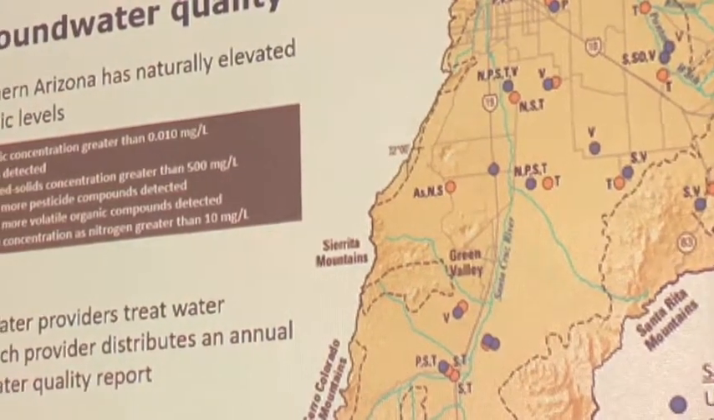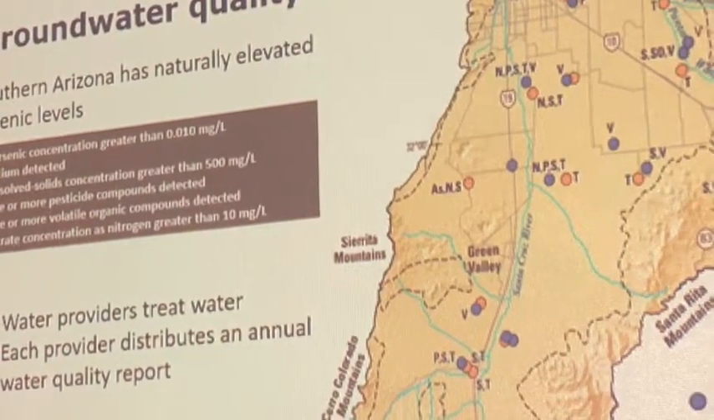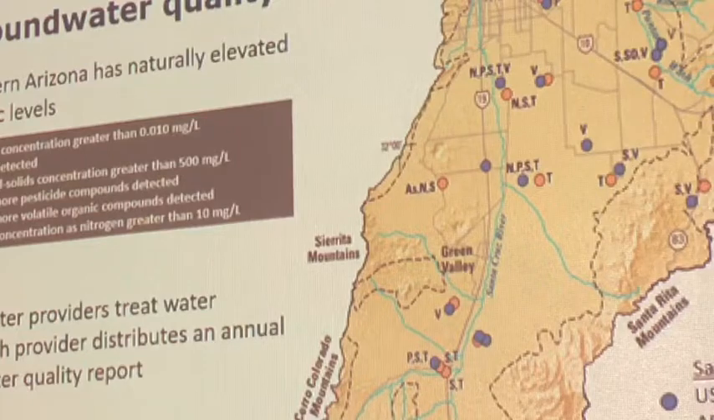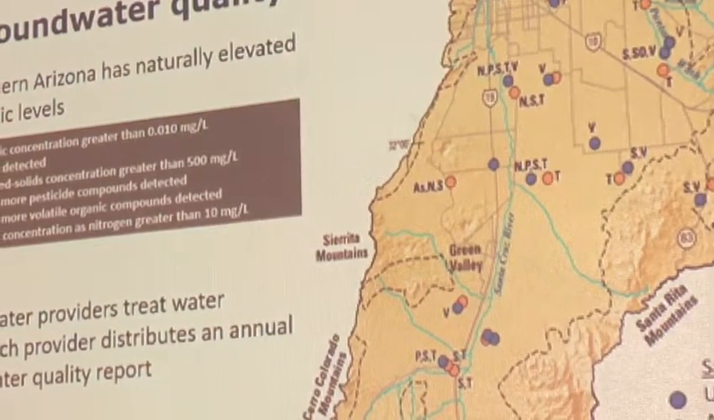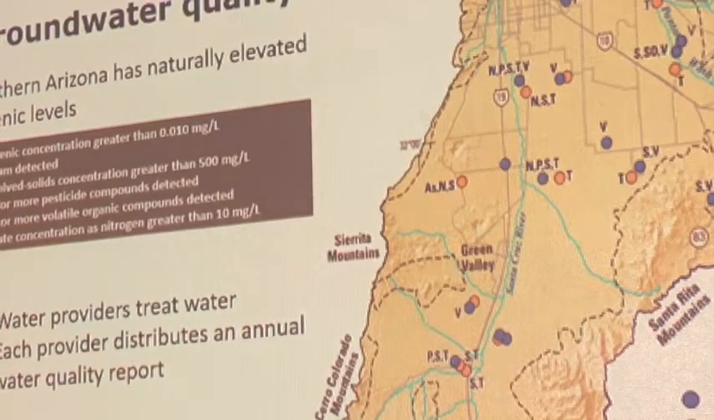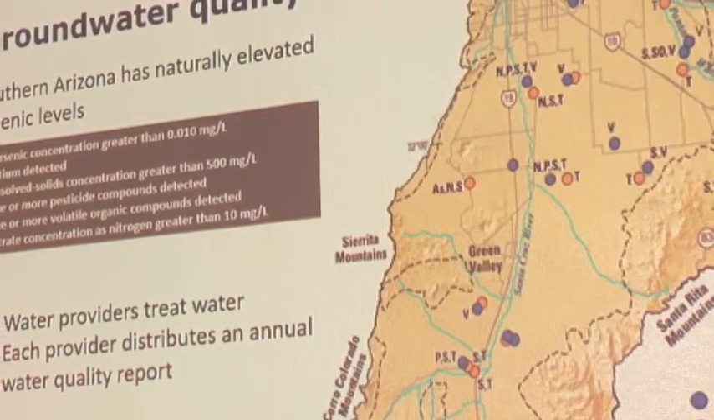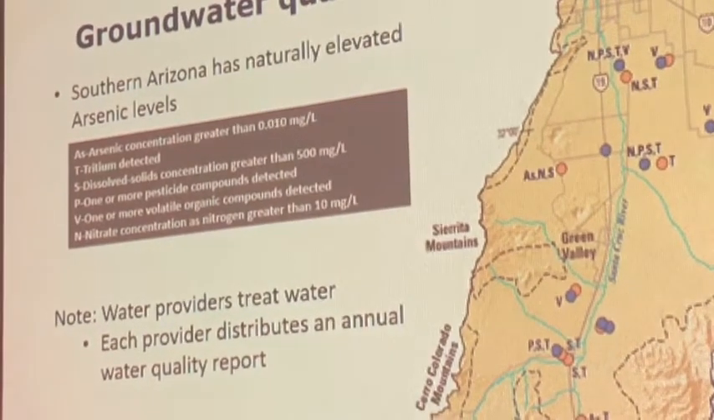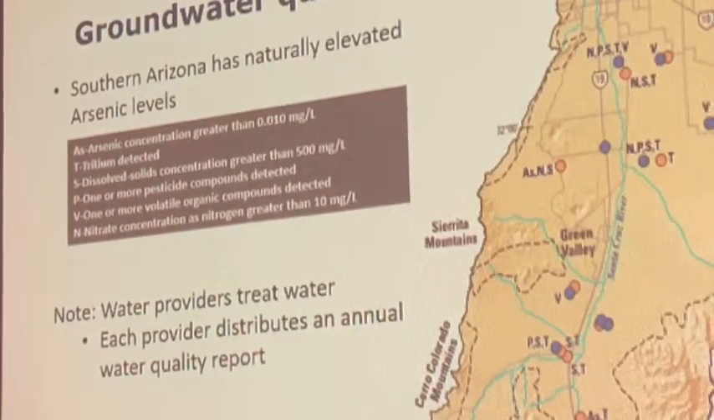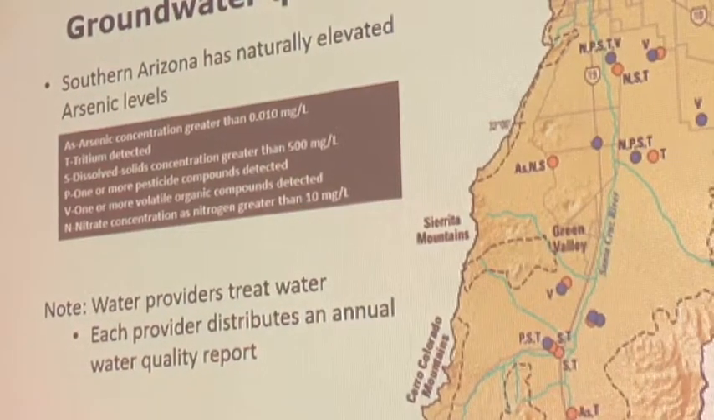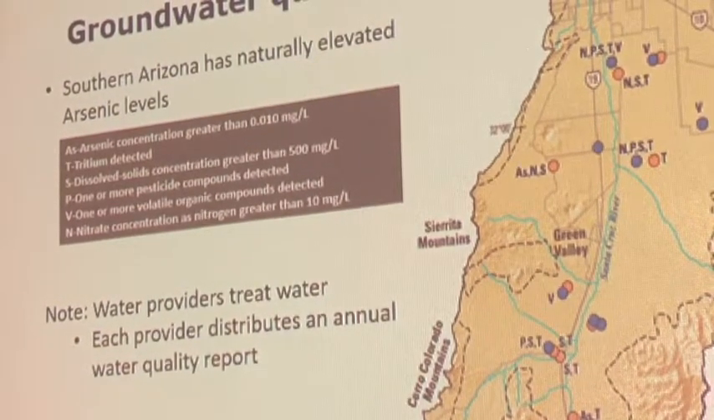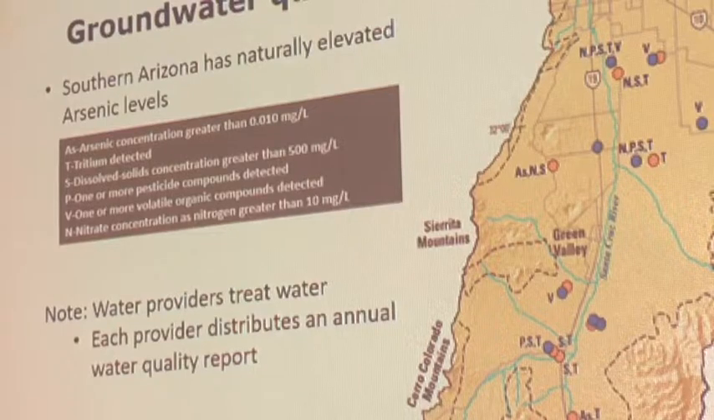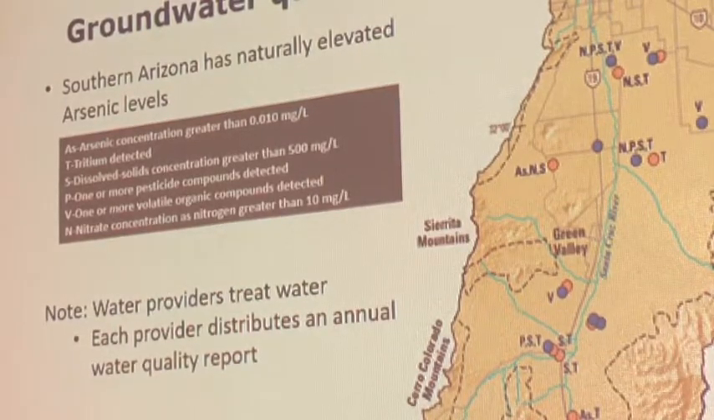There is natural arsenic. Every one of these dots is an area where there's been some sort of sample where they found it. It doesn't mean it's an exceedance. And the water providers do treat the water. The things listed here are arsenic, tritium, dissolved solids, one or more pesticide compounds, one or more volatile organic compounds, and nitrates, which come from agriculture. So those are all things that could be in your groundwater. If you are on a groundwater well, it's really important to test your water.